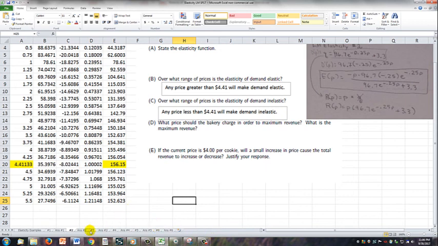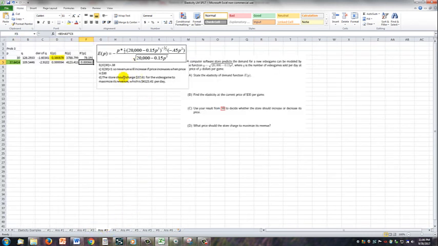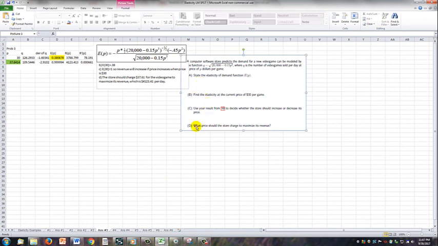Okay, so I think that's enough. Again, do all these lab manual problems, check the key. I have answers in here, and I've typed in the elasticity function. So when you're doing these problems, be thinking about what kind of items can I sell and write a demand function for my discussion question.